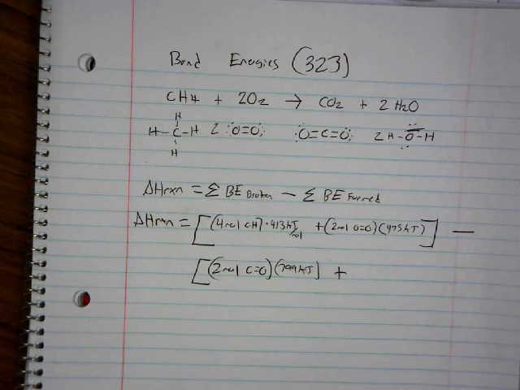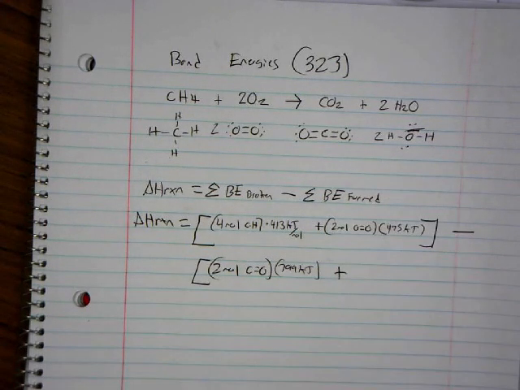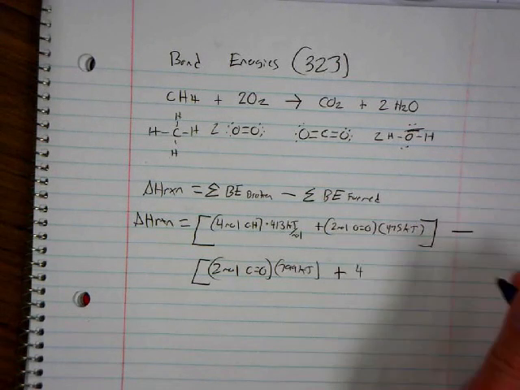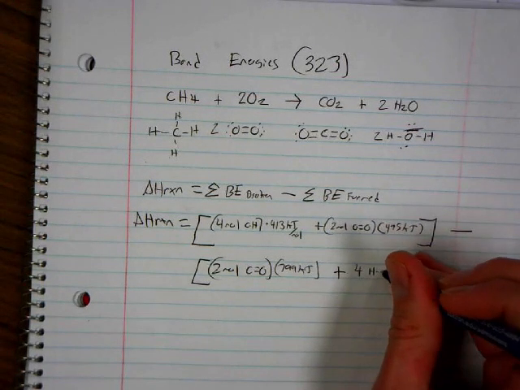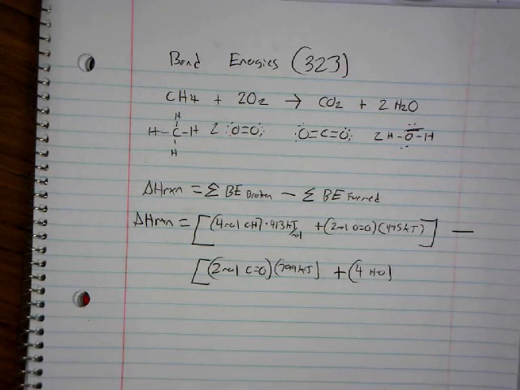Plus, how many hydrogen oxygen single bonds have been formed? That's 2. No, that's 4, because there's 1, 2 times 2, which is 4. So plus 4 H to O's, 4 moles of those, times what is the hydrogen oxygen single bond? 467. You guys okay with that?